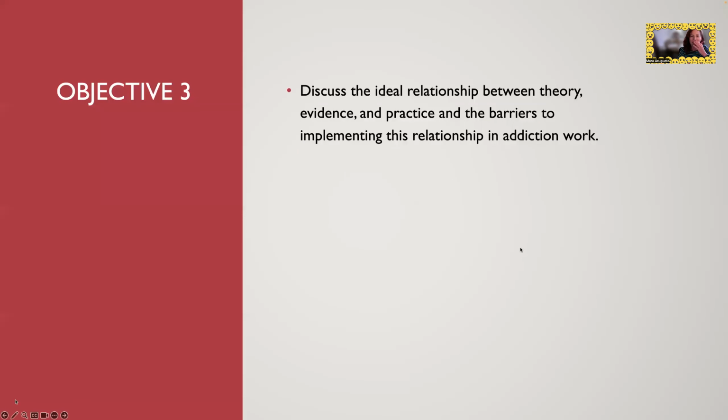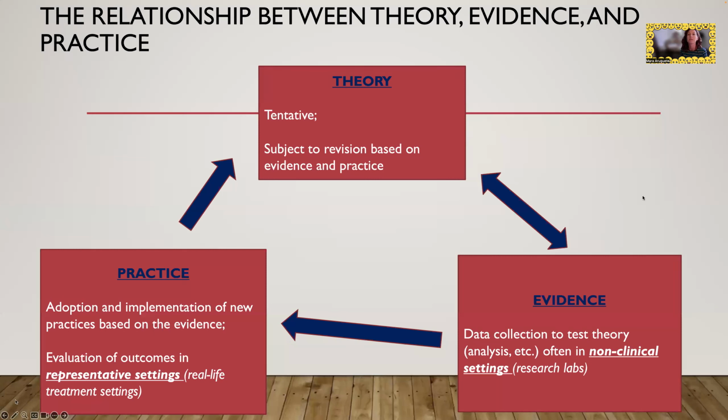Module 12, Objective 3, is to discuss the ideal relationship between theory, evidence, and practice, and then the barriers to implementing this relationship in addiction work. So, ideally, what do we want, and what do we got in addiction? Okay. So the relationship that we want between theory, evidence, and practice is this.